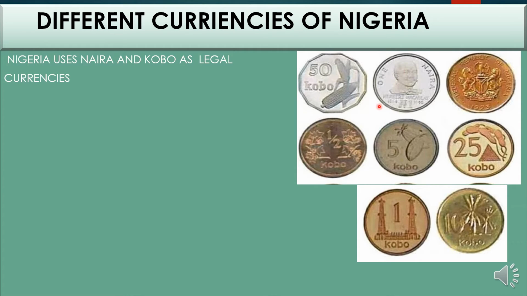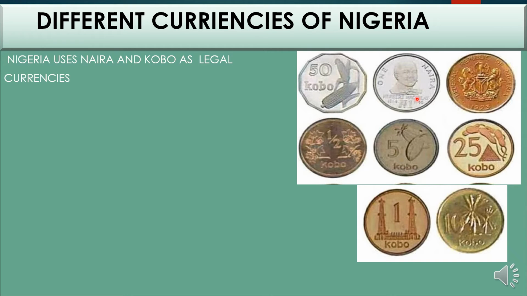But we also have 1 Naira in coin. Okay? We also have it in the coins. Our Naira note begins from 5 Naira. The Nigerian Naira note begins from 5 Naira. You know, coins are different from notes. These ones we are seeing in this picture, they are coins.